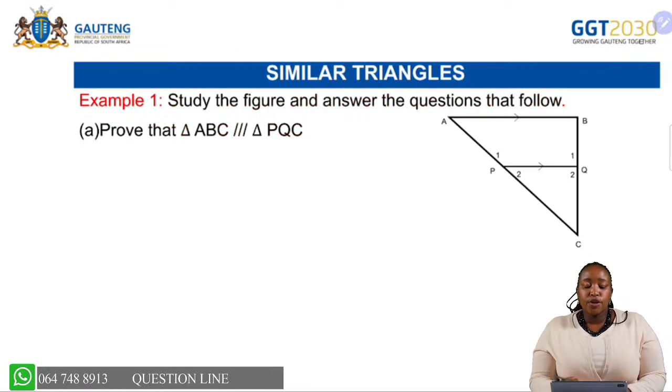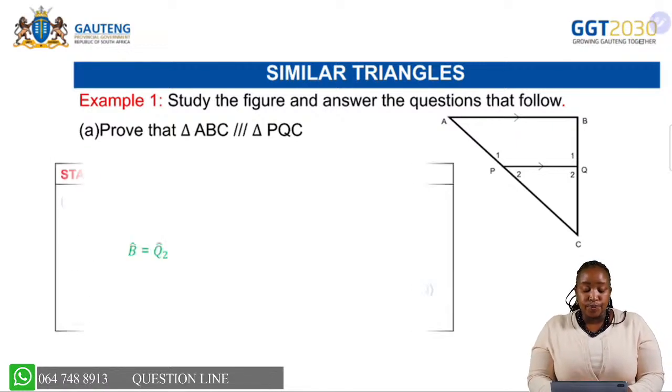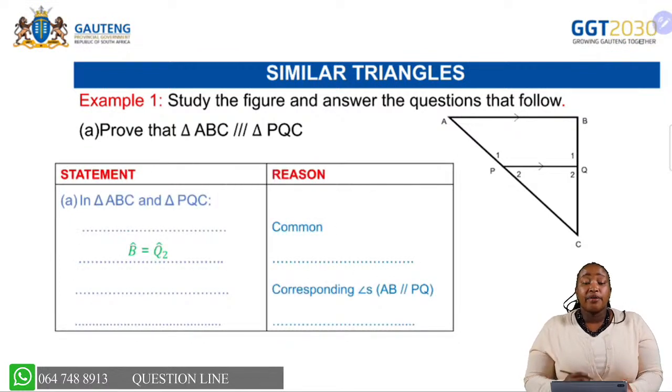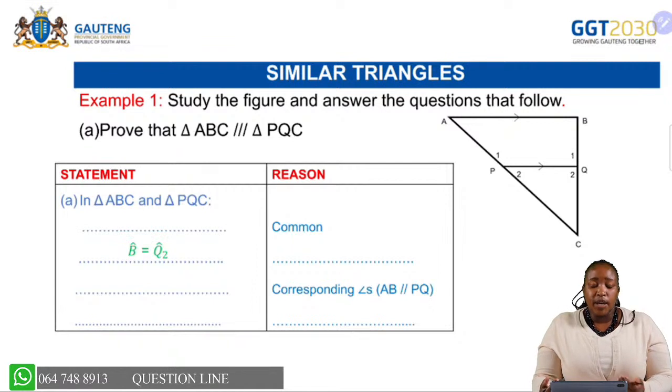Okay, so for the first one, you're asked to prove that triangle ABC is similar to triangle PQC. So this one, I'm going to give you some clues and then you're going to fill in some of the information. On one side, we have statement and on the other, we have a reason. Remember to tell the examiner which two triangles you're working with.